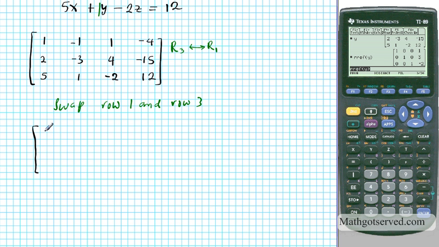So by hand, I'm going to have 5, 1, -2, 12. Row 2 stays the same. 2, -3, 4, -15. And then row 3 is row 1: 1, -1, 1, -4. Okay? Now, how do we accomplish that with a calculator?